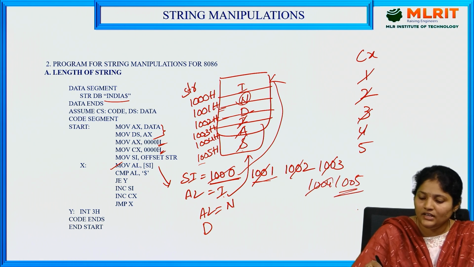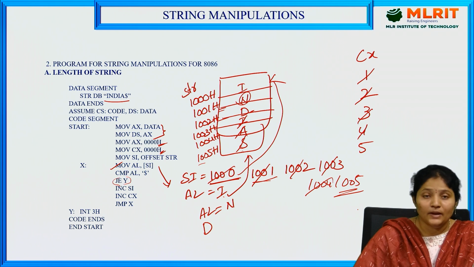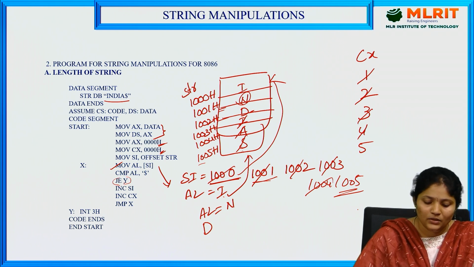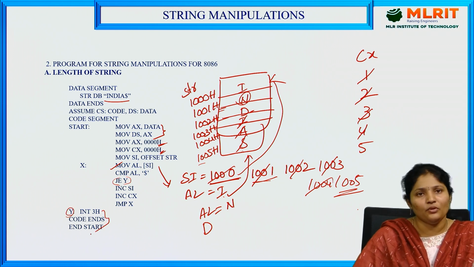So now the data present in the 1005 location is dollar. Dollar is compared with dollar. Yes, both are the same. So JE, jump if equal. This condition will now be satisfied and it will move to the label Y. What is the label Y here? To terminate the program itself.